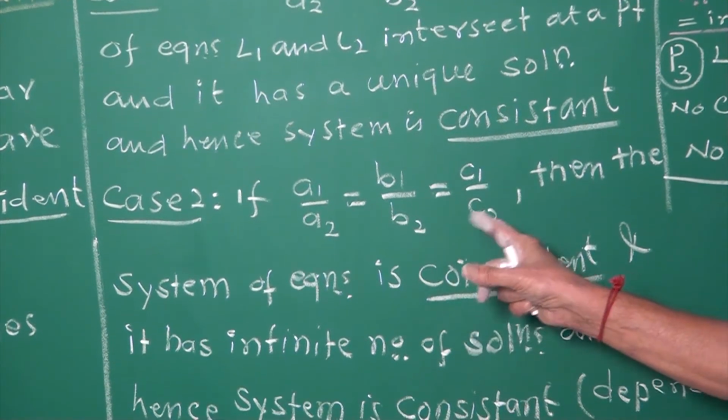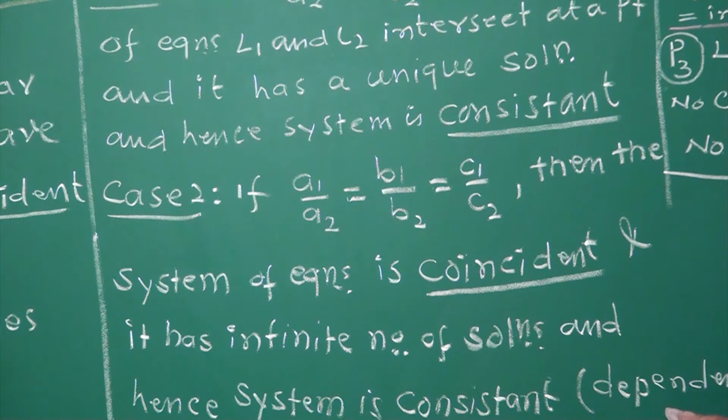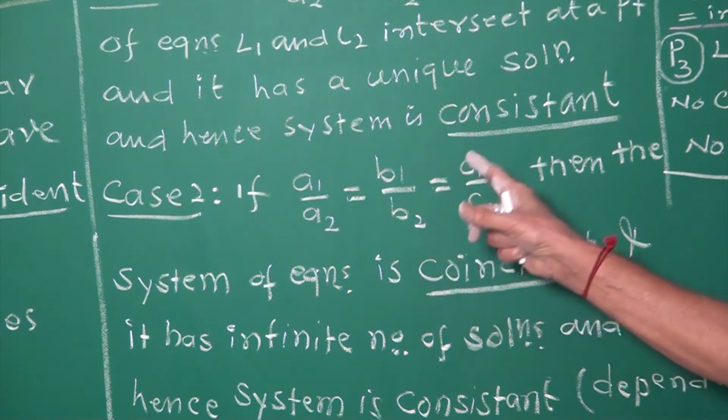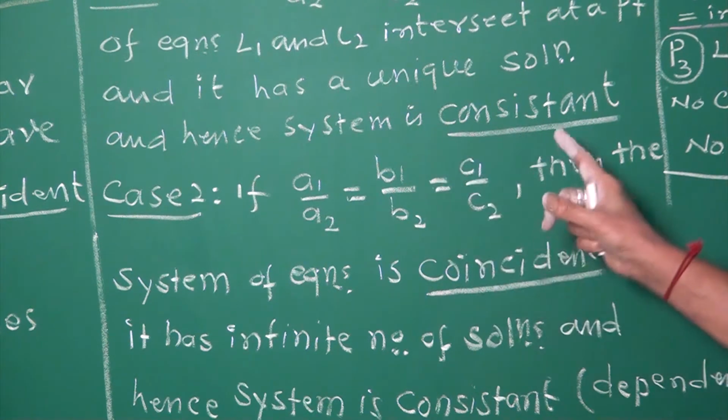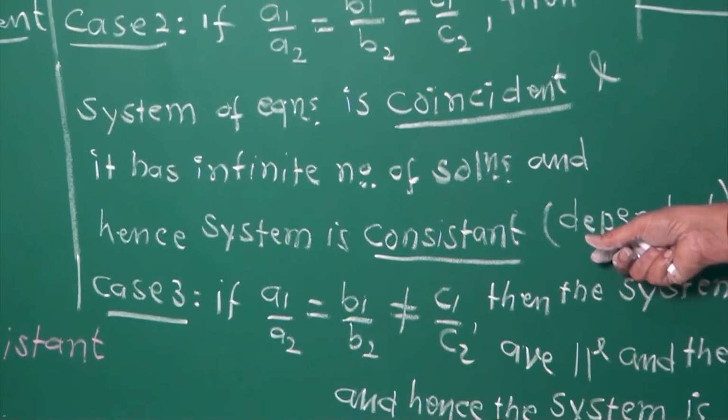In this case, my friends, the ratios are equal. Ratios are equal means they are dependent. If it is 2, down is 4. If it is 3, down is 6. If it is 5, down is 10. But the ratio is what? 1 by 2. It is named as dependent equations.